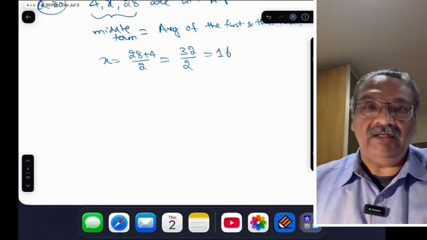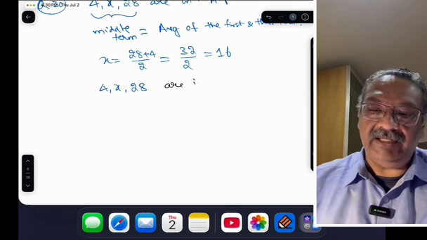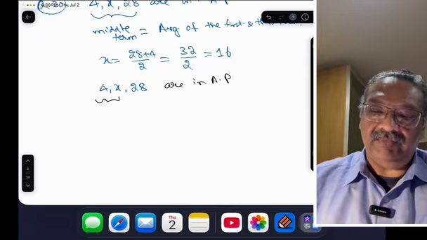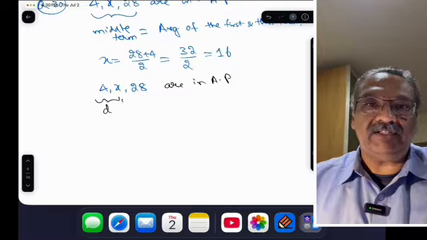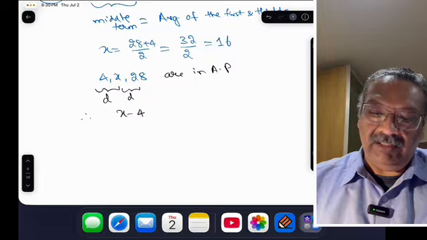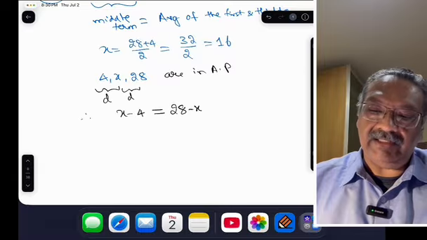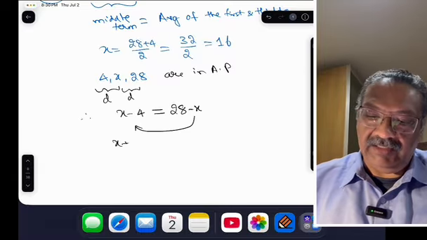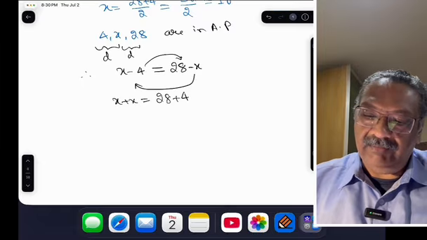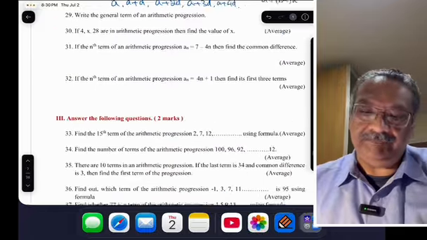So, answer is 16. Another way of solving it: 4x and 28 are in arithmetic progression. What is the meaning of this? That means the difference between the first and second term is d, and second and third term is also d. Therefore, x minus 4, which is the common difference, is equal to 28 minus x, which is the common difference. x plus x, is equal to 28 plus 4. So, 2x is equal to 32, x is equal to 16. Same way of solving it.